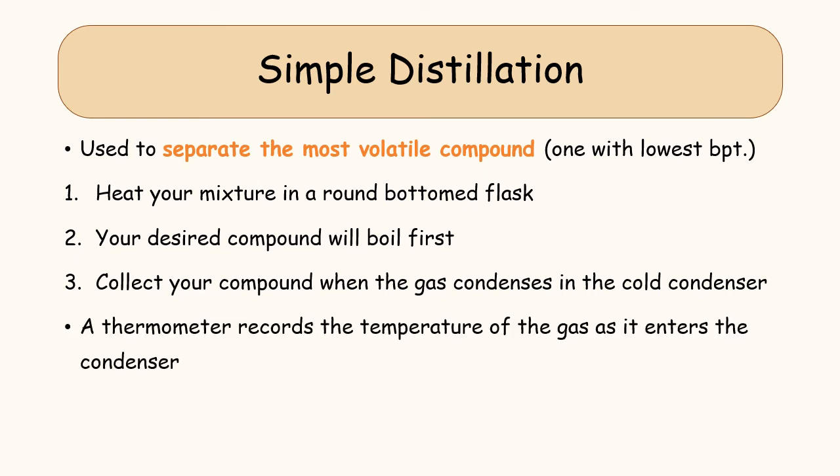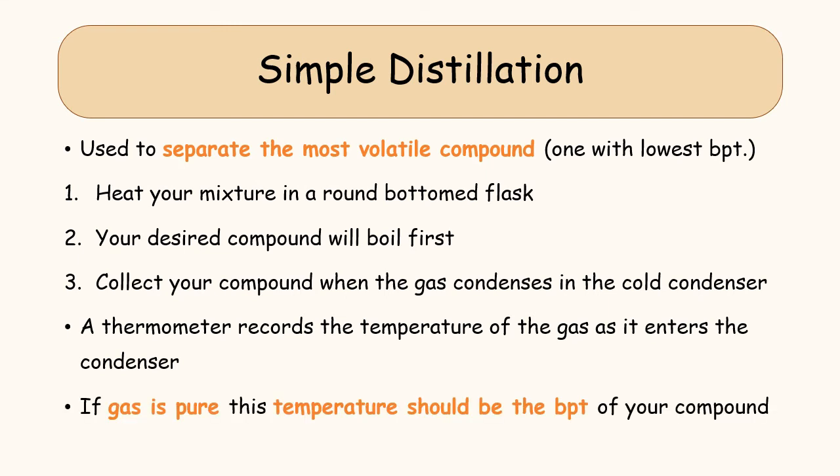A thermometer records the temperature of the gas as it enters the condenser. If that gas that's evaporated or boiled is pure, the temperature of that gas as it enters the condenser should equal the boiling point of your compound. So that's one way to check purity.